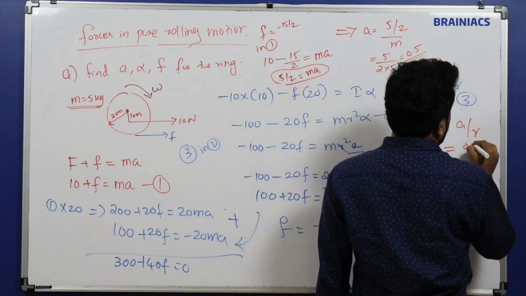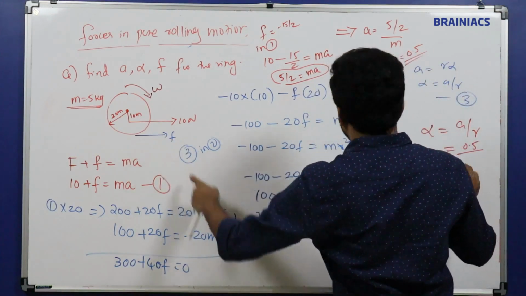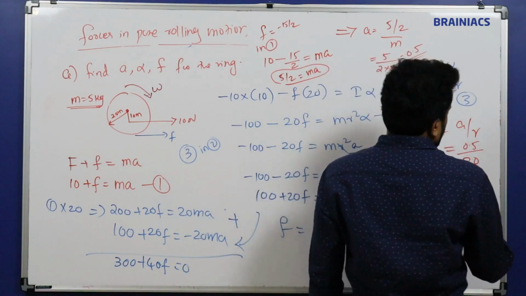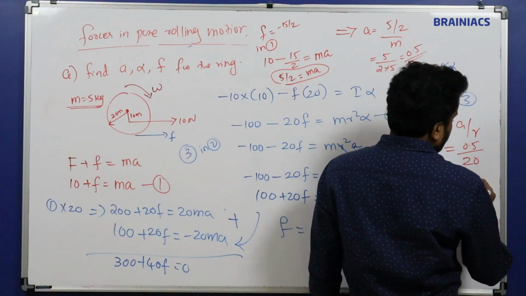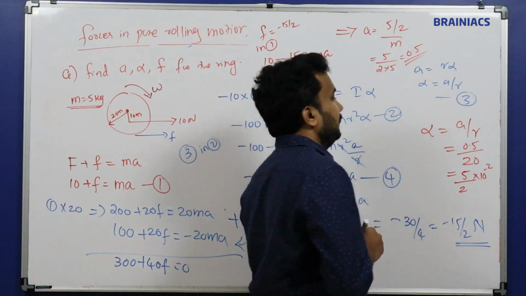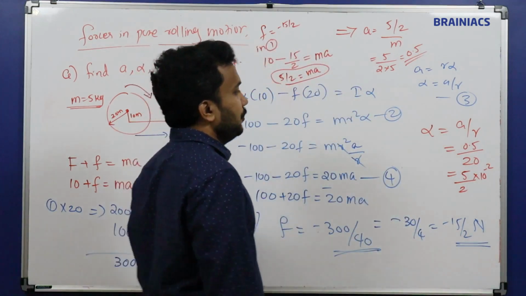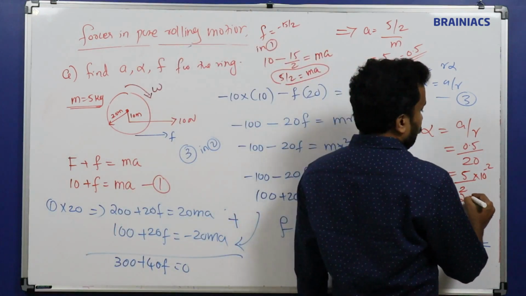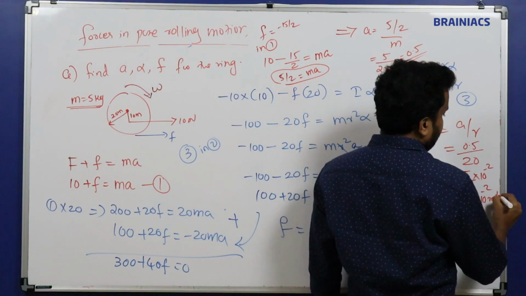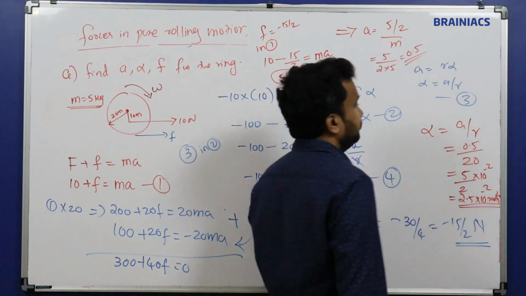So acceleration is 0.5. Radius is 20 meter. Okay. So 0.5 divided by 20, which can be written as 5 by 2 into 10 power minus 2, which is 2.5 into 10 power minus 2 radians per second square.